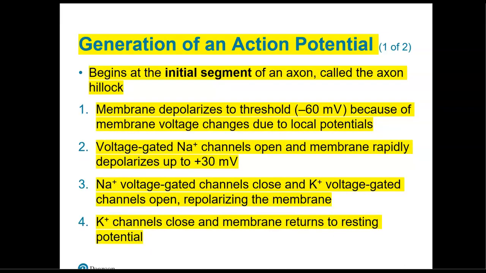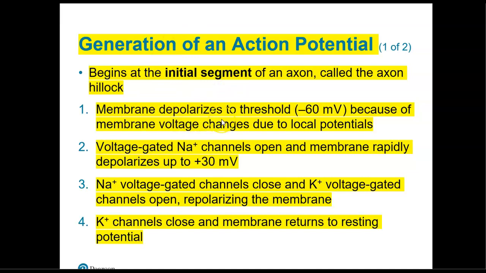All right, these are the notes on the steps of generating an action potential that I went over with you with the illustration that we just saw. So action potential always begins at the initial segment of the axon. We call that the axon hillock. And it starts when the membrane depolarizes to threshold.